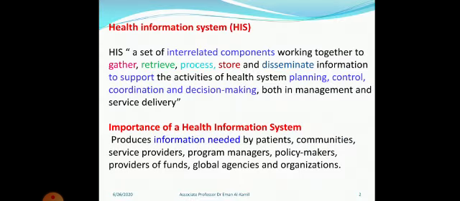So, what is the health information system? The health information system is information which is gathered, retrieved, processed, stored, and disseminated to support the activities of the health system in the planning, control, coordination, and decision making, and to help in the management of the services.